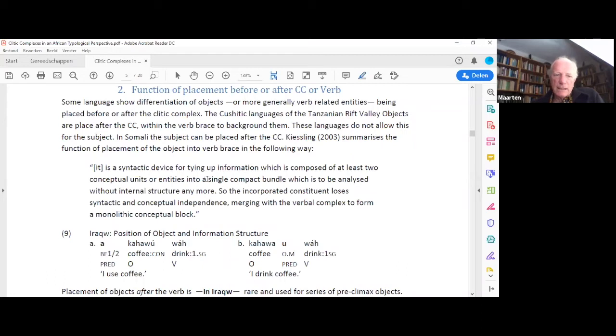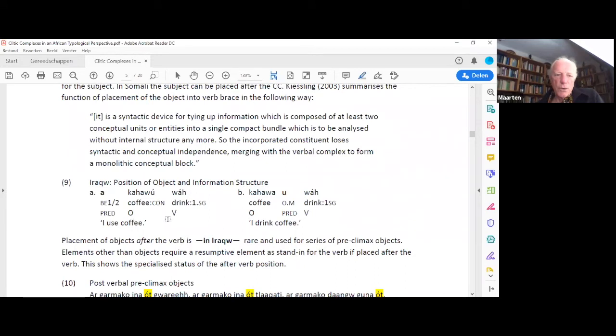Well, nicely formulated. I have some examples from Iraqw which show what is meant. In number B, it means: I'm drinking water. That is what I do right now. But if you put coffee in the brace between the selector and the verb, it means I'm a coffee drinker. So coffee and drink have become one conceptual unit. That is what he means by that. So it has to do with backgrounding.